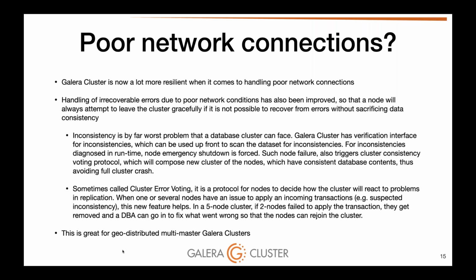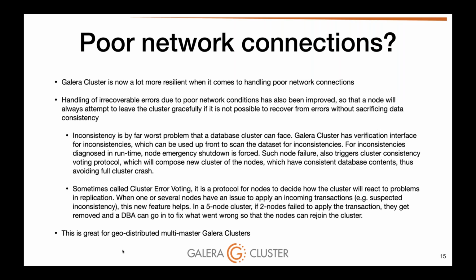And if, of course, there's a node failure, it'll trigger a cluster consistency voting protocol, and the cluster will be composed of nodes with consistent database contents, so we avoid a full cluster crash. We also have something called cluster error voting, the protocol for nodes to decide how a cluster will react to problems in replication. So if you have nodes having issues applying incoming transactions, this feature helps.